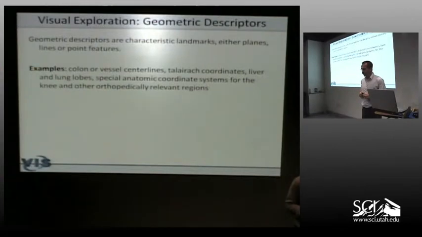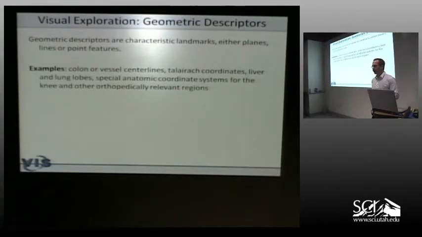If you want to guide the user, then it is a good idea to characterize the anatomy in a certain way so that you know a few important landmarks, or as some authors say, geometric descriptors, because this allows you to direct the user in a certain direction instead of providing complete freedom. Geometric descriptors may be either points or lines, or also planes. Maybe the most essential application of this in medical visualization is the vessel center line, which is often used to guide the user, for example, in virtual endoscopy.